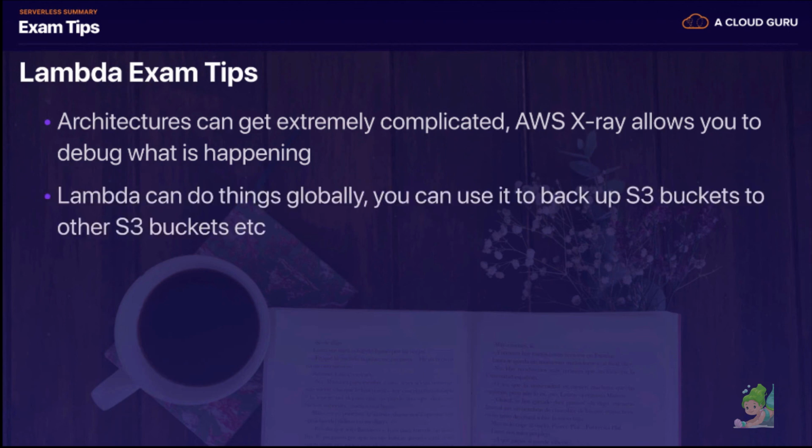And then Lambda can do things globally, so you can use it to back up S3 buckets to other S3 buckets. You can configure your functions to run at a particular time of day, at a particular time of week, so sort of like cron. You can do a whole bunch of things with Lambda. So Lambda is a global service. And really go in there knowing your triggers, or even better, know what can't trigger Lambda.